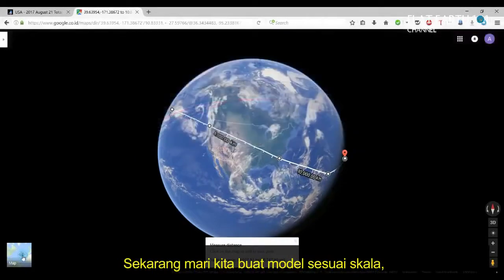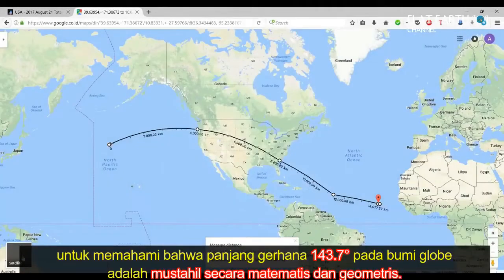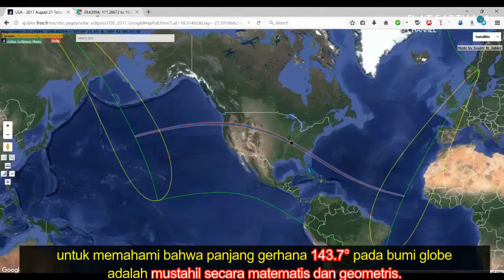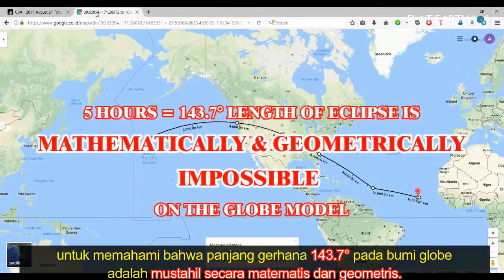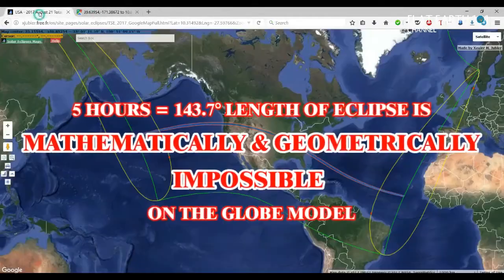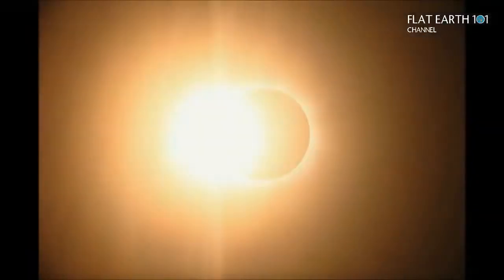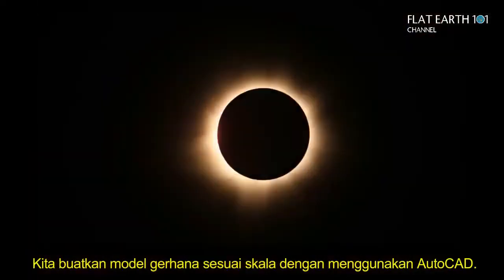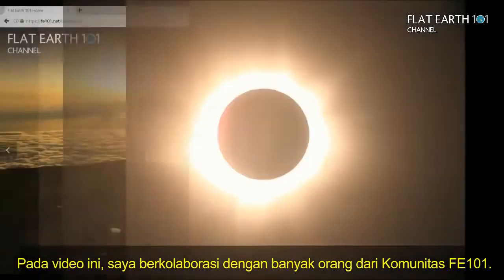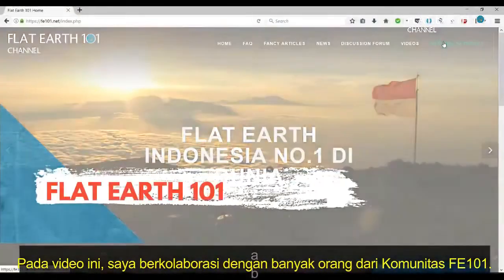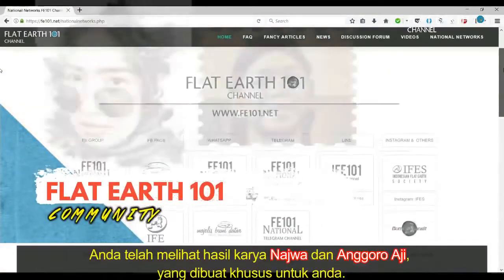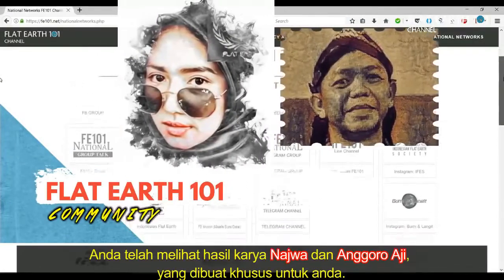Let's make a scale model now to understand that the eclipse length of 143.7 degrees is mathematically and geometrically impossible. We've made a scale model of the eclipse using AutoCAD. In this video, I'm collaborating with many people from Flat Earth 101 community. You have seen the work of Najwa and Anggol Aji specially made for you.